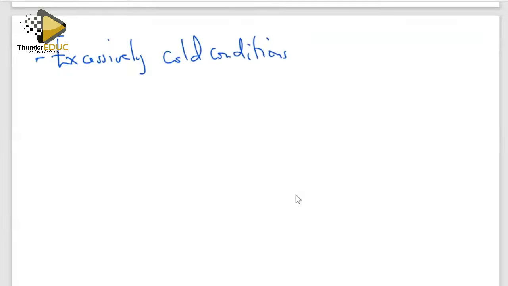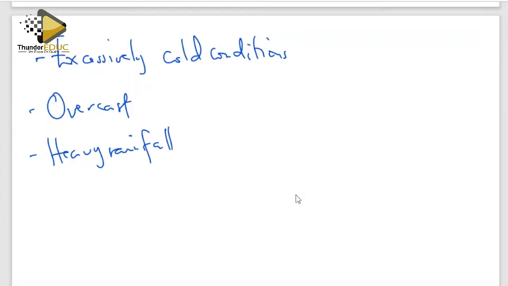We know well that if a cold front is coming, it is going to cause excessively cold conditions, or we talk of very low temperatures. It's one of the weather conditions associated with the coming of the cold front. It's going to cause excessively cold conditions, and it's going to cause overcast conditions. There will be full cloud cover. And because of that full cloud cover, it is going to cause heavy rainfall. On top of the heavy rainfall, that rainfall is associated with thunderstorms.